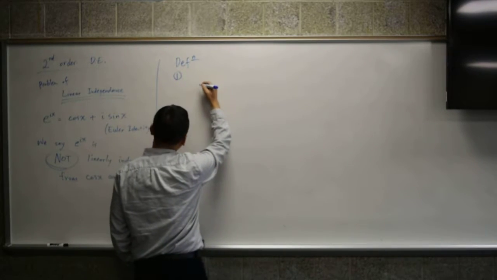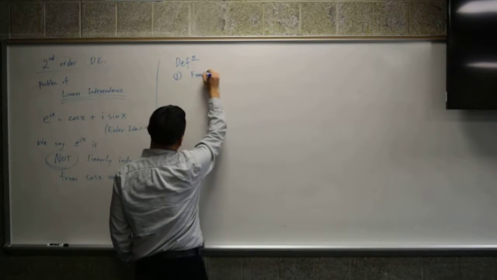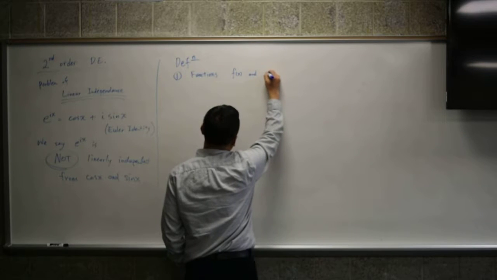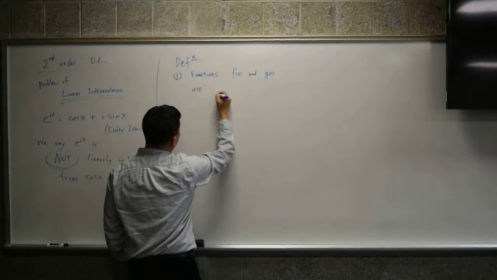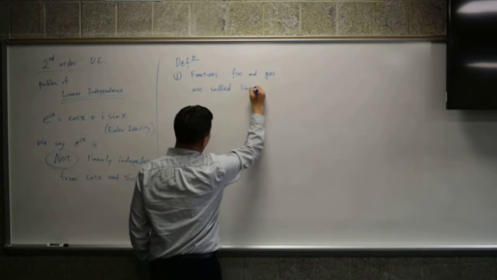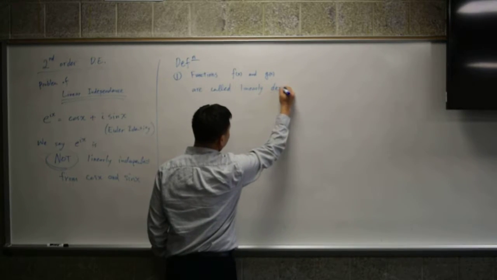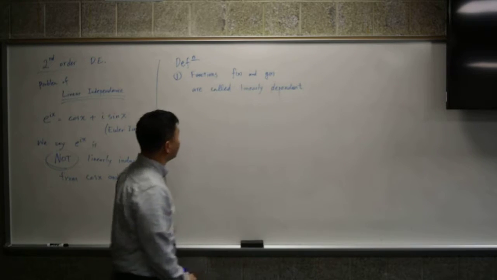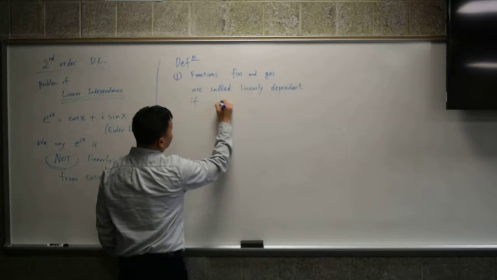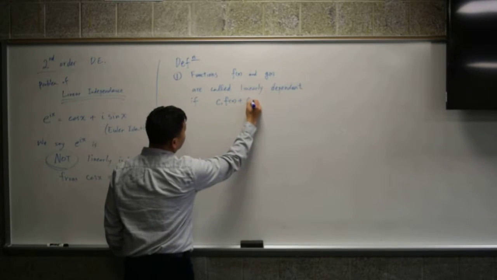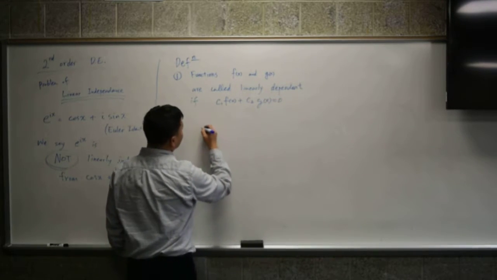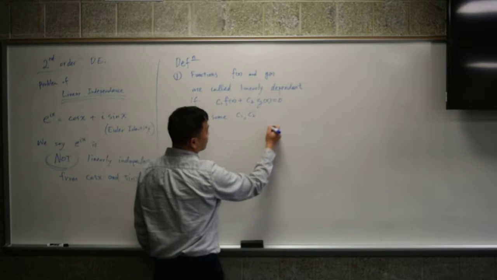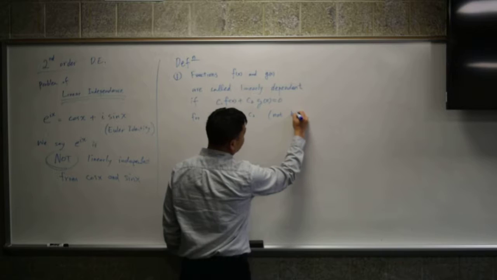Number 1, functions f(x) and g(x) are called linearly dependent if c1 f(x) plus c2 g(x) equals 0 for some c1, c2 not both 0.